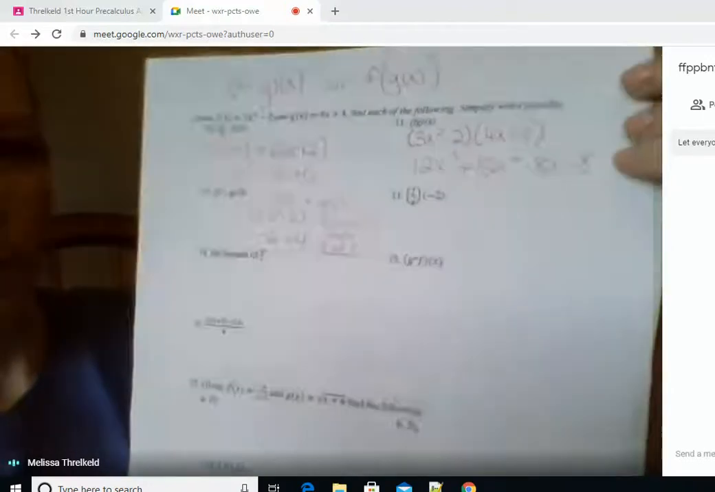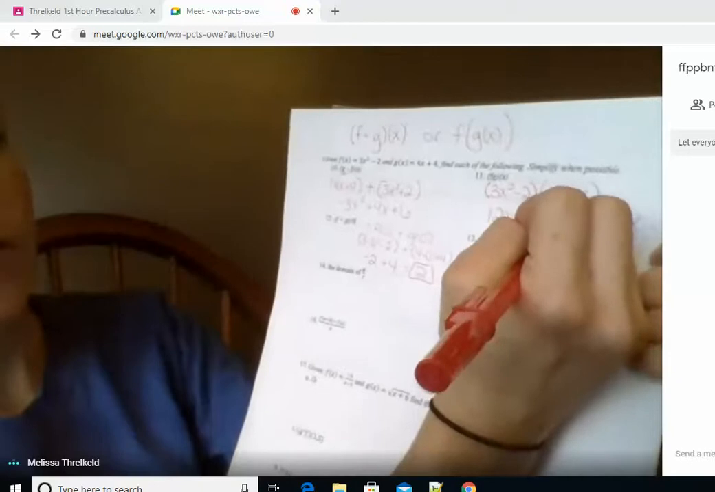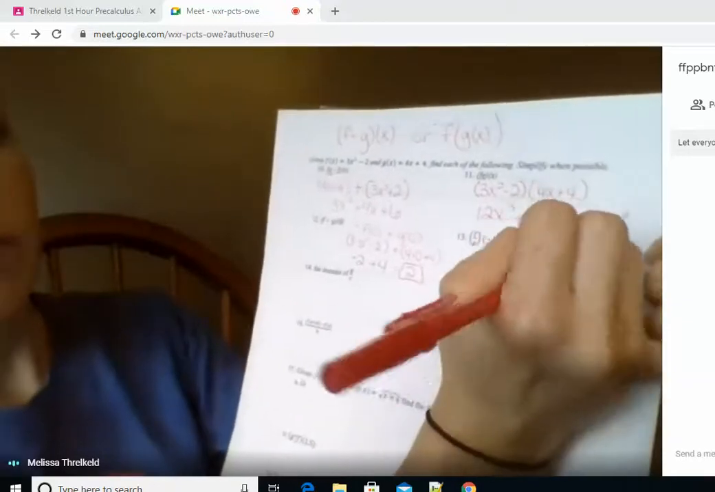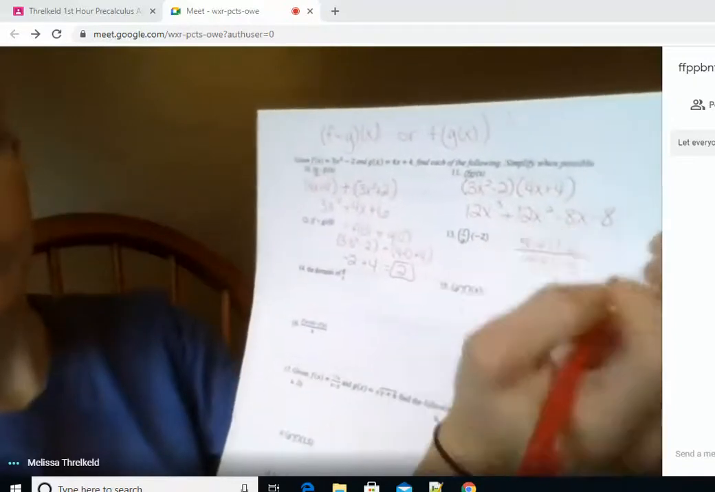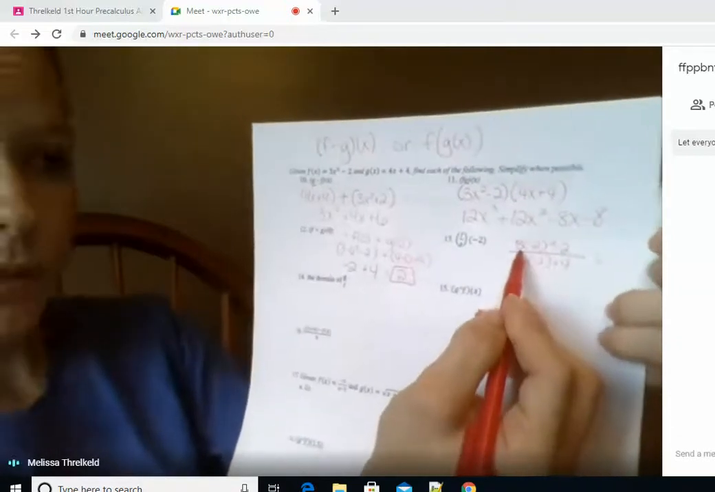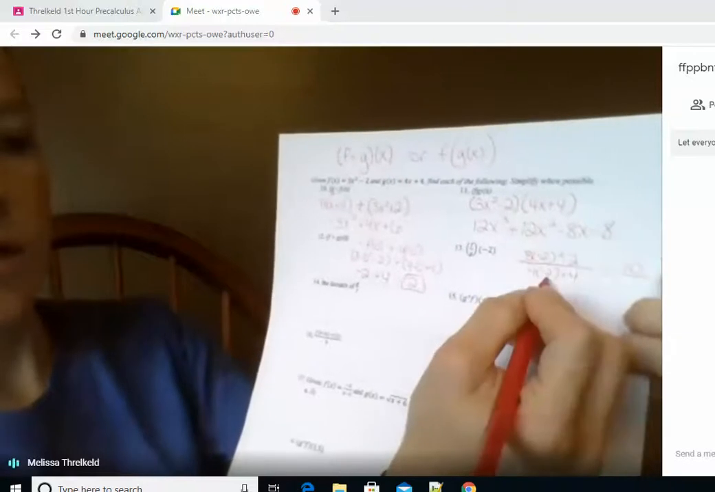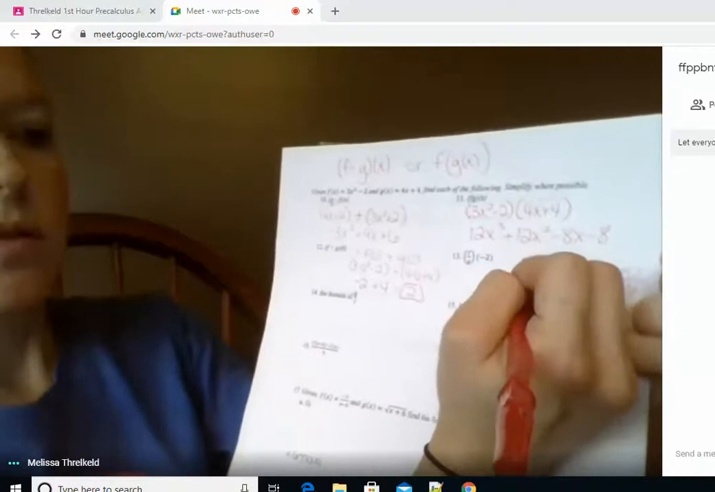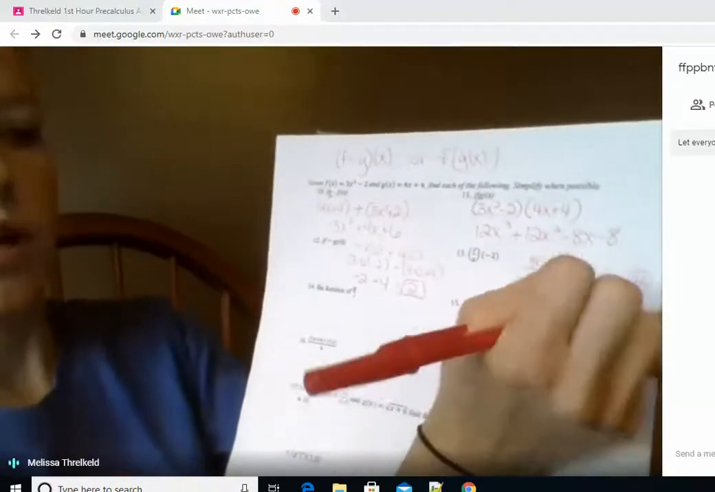13, f divided by g of negative 2. So if you put a negative 2 into f, 3 times the negative 2 squared minus 2, divided by, and then you're putting a negative 2 into g. Okay, negative 2 squared is 4, times 3 is 12, minus 2 is 10, 4 times negative 2 is negative 8, plus 4 is negative 4, reduce, so you get negative 5 over 2, or you could have negative 2.5.